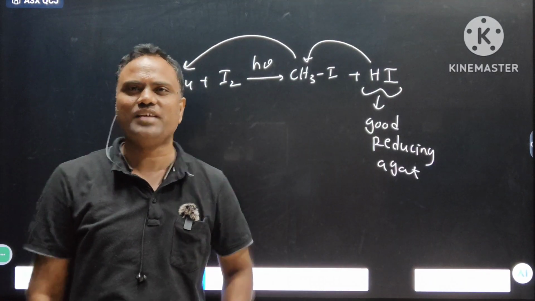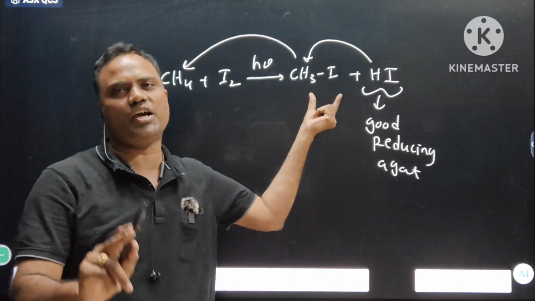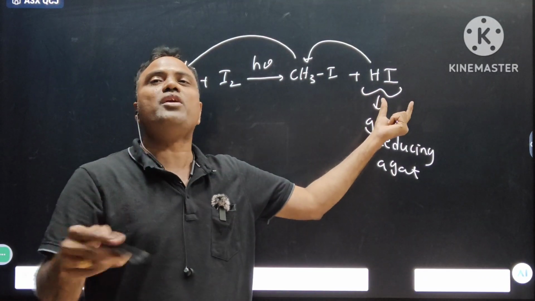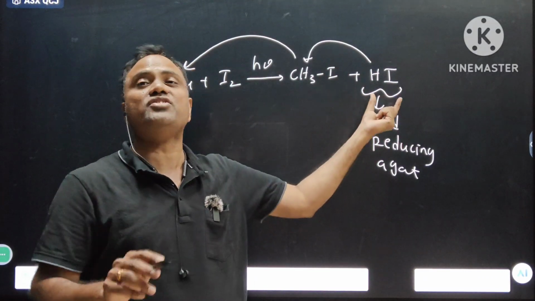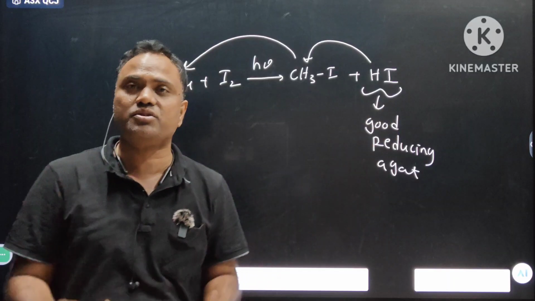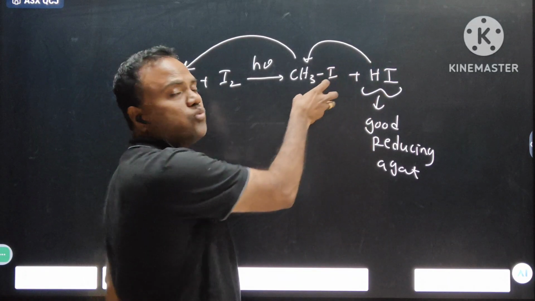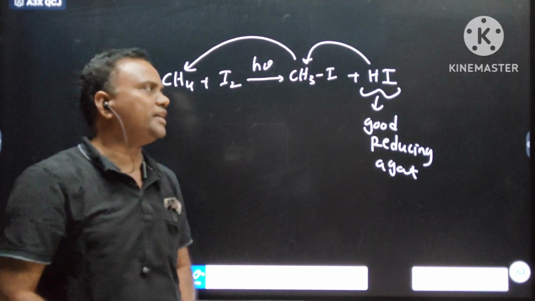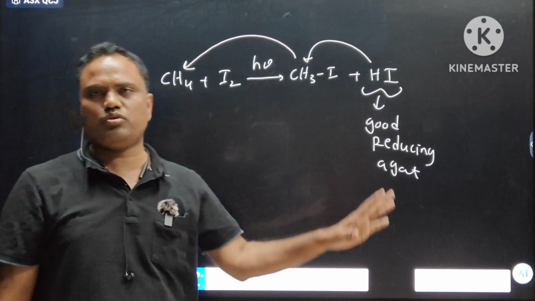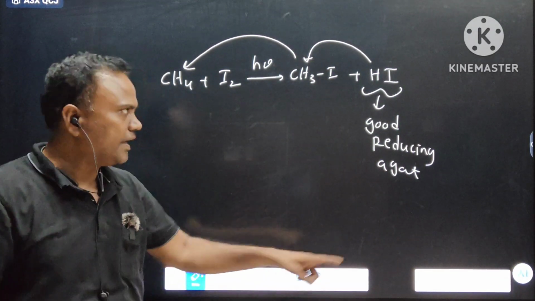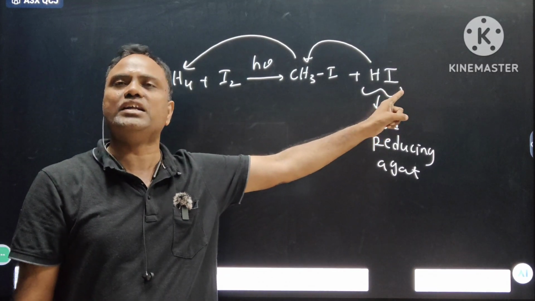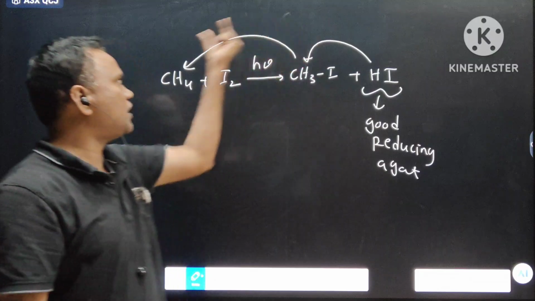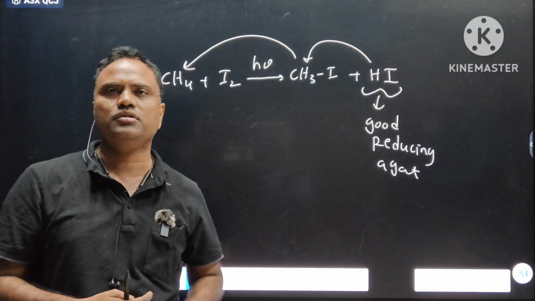The reverse reaction takes place. Actually, your aim is to prepare methyl iodide. So you got methyl iodide and you got a byproduct also. What is that byproduct? HI, hydrogen iodide. It is a good reducing agent. It reduces the formed product back to reactant. So this is another reason. Actually, this is a very slow reaction, and another reason is the formed byproduct HI is a good reducing agent. It reduces the formed alkyl iodide back to alkane.